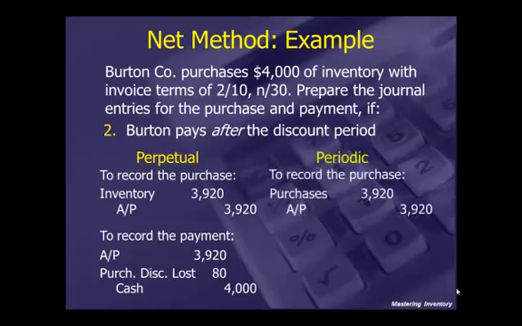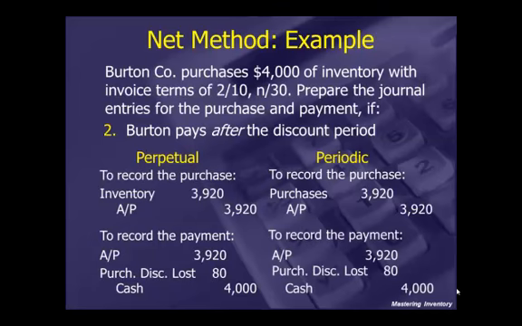Periodic, remember we debit purchases for $3,920, the net amount, credit accounts payable, and to record the payment is the same as we did under perpetual. We still have to recognize purchases discounts lost of $80 and a full cash payment of $4,000.